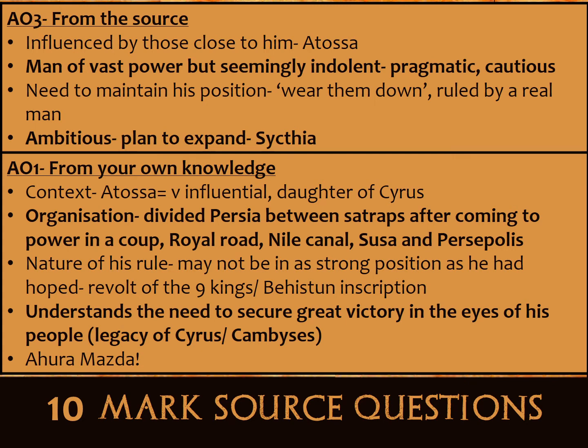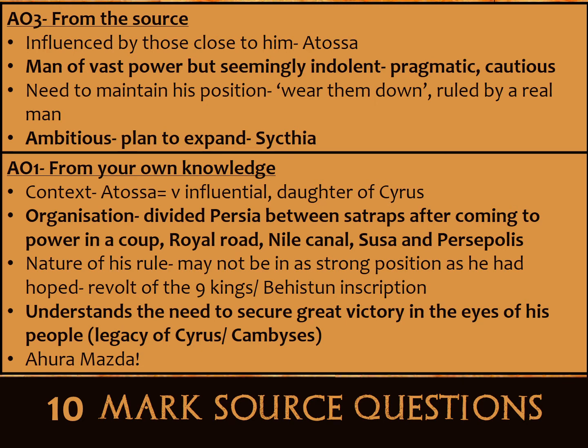Underneath then, I've put my own knowledge and what I would bring to this source to help explain the nature of Darius as a ruler. So the first thing I point out, using my knowledge, is who Atossa is, this context of who she is. Certainly when you've covered all of the Persians, you'll find out that Atossa is actually a significantly powerful individual character. The fact that she's the daughter of Cyrus is also really important, given that Darius comes to power not by necessarily legitimate means, and he uses Atossa as a way to legitimise his rule.